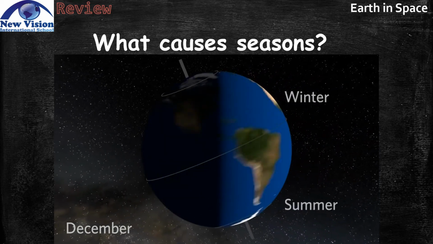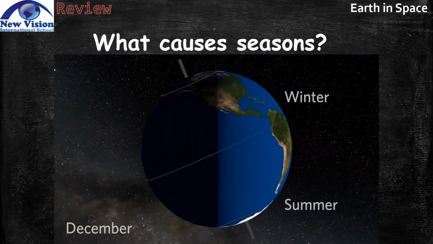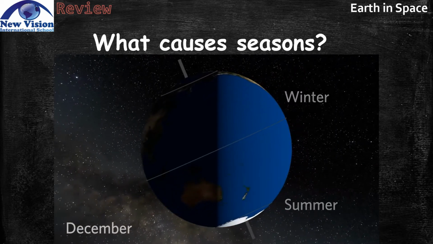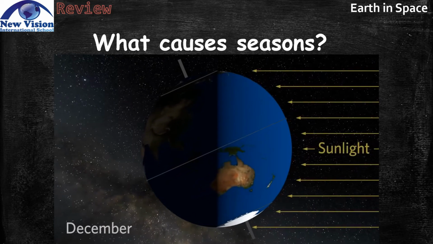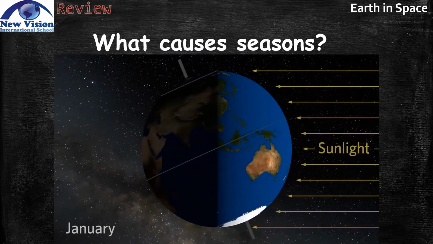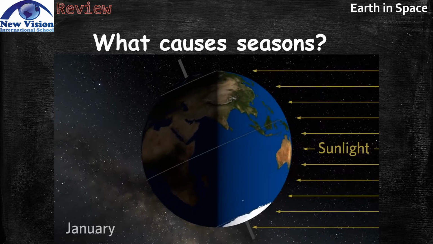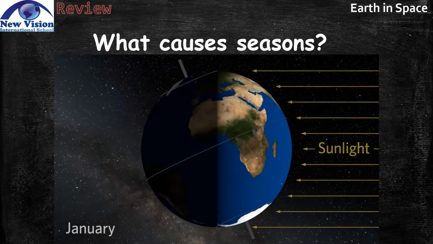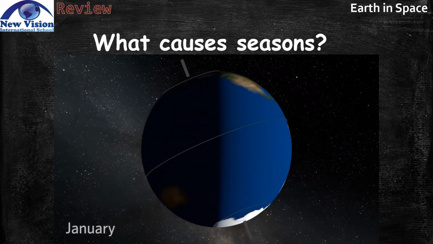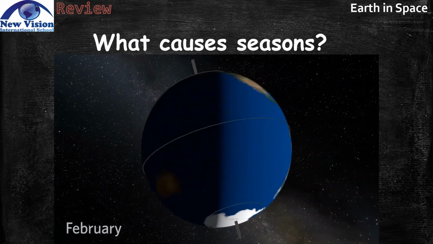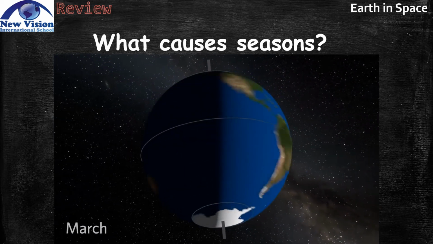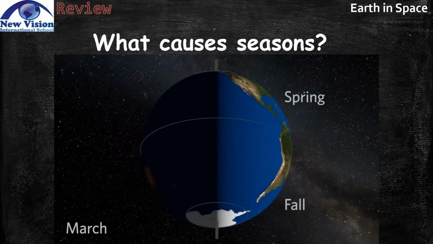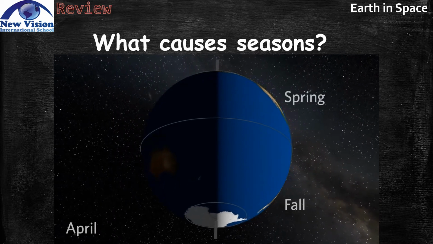Let's look at Earth when it's winter in the northern hemisphere. Observe how the North Pole tips away from the Sun. This means that sunlight strikes the northern hemisphere at a shallow angle for a short period of time. This is why winter weather is generally cool, with short days and long nights. As Earth orbits the Sun, we move towards spring in the northern hemisphere. Now Earth is tilted neither toward nor away from the Sun, and day and night are about equal in length.